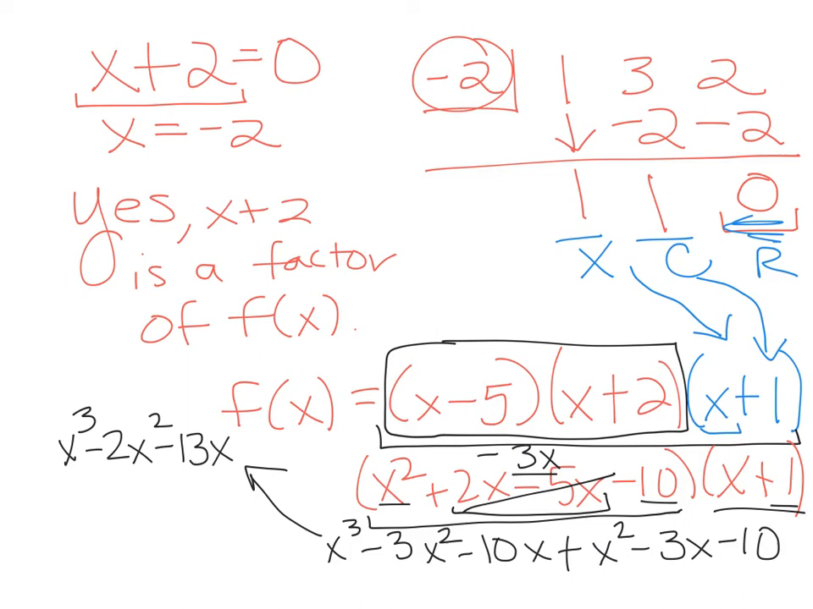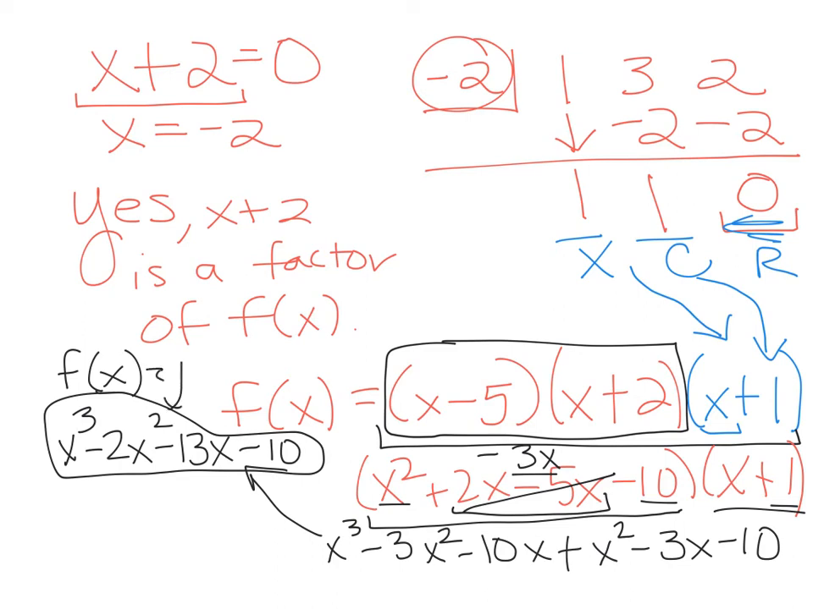And my only constant is negative 10. So this right here should be the function f of x on the previous slide, written in standard form, right? This is written in standard form. And in factored form, f of x is equal to x minus 5 times x plus 2 times x plus 1.